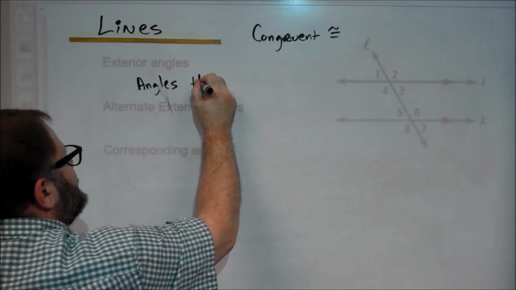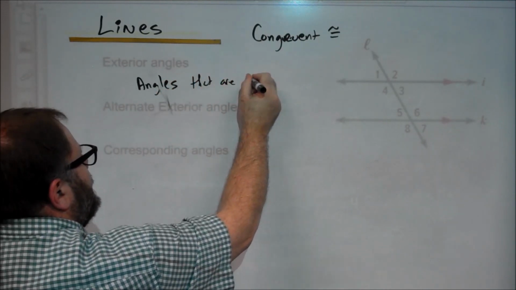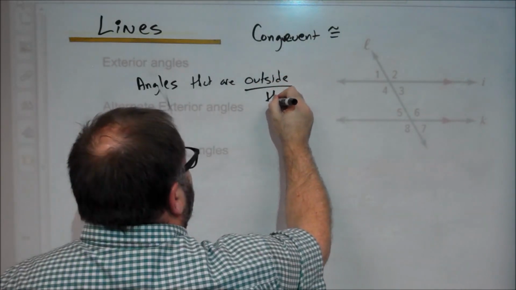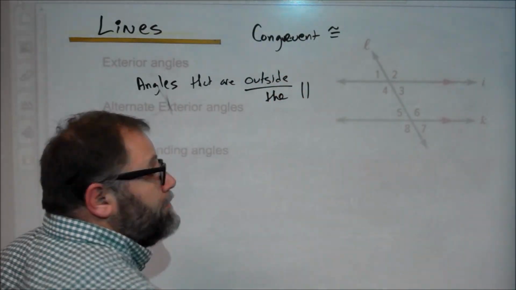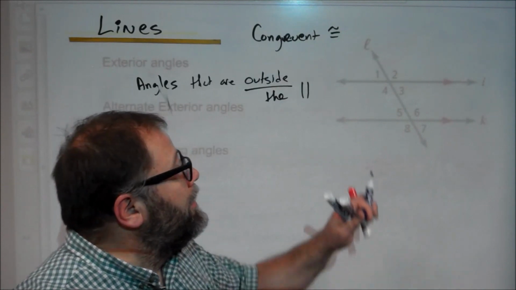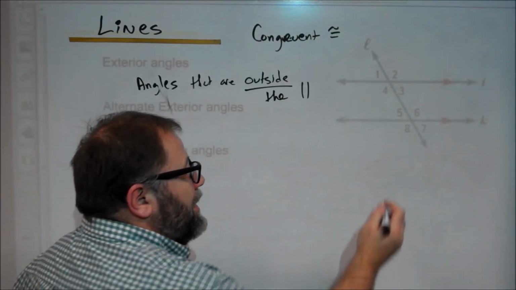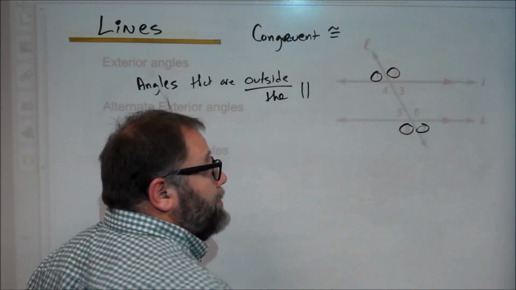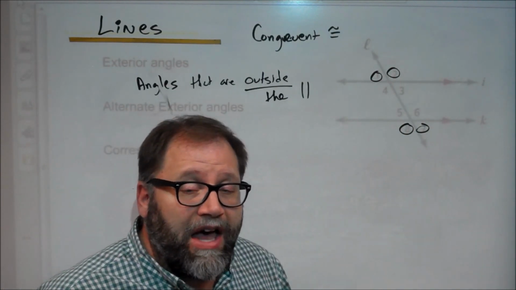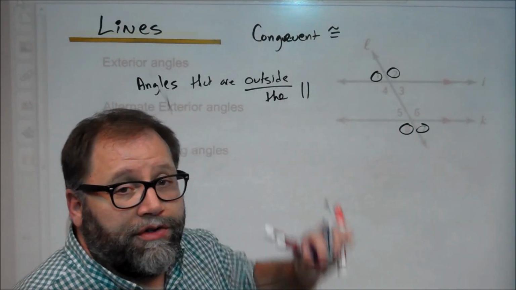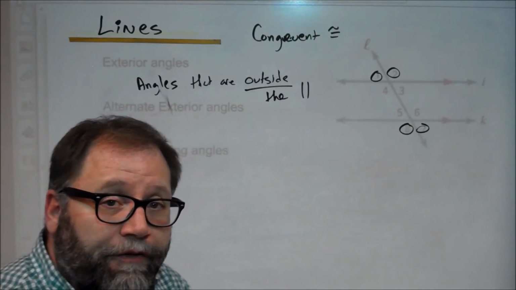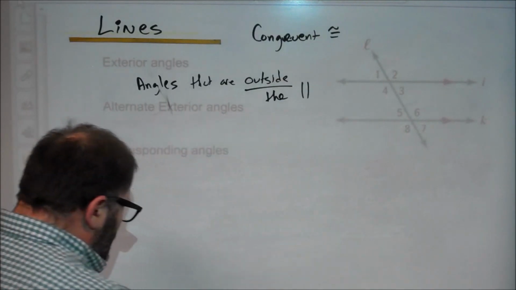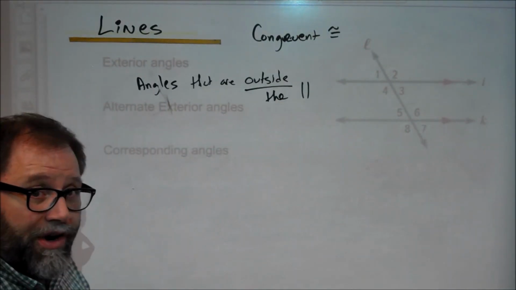Angles that are, get this, outside the parallel. I've drawn the symbol for parallel. Outside the parallel lines. So we're talking about 8 and 7 and 1 and 2. All of those sit outside the interior of those 2 parallel lines. And then from there, that's just location. From there, we've got alternate exterior angles.